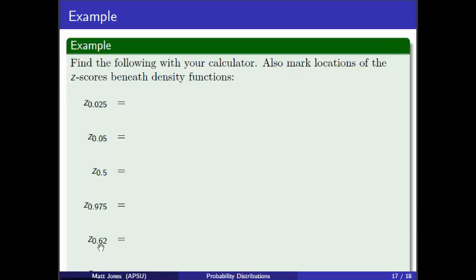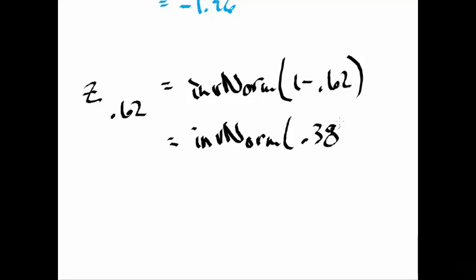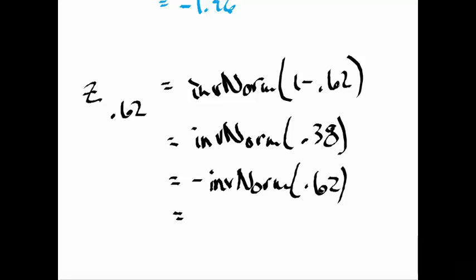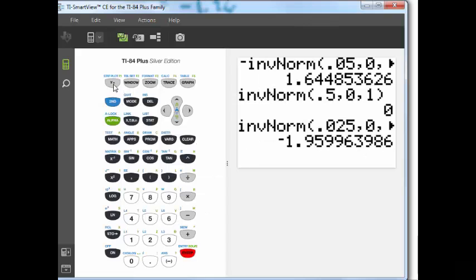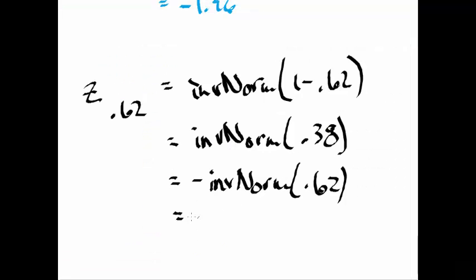And finally, z sub 0.62. Let's just do that with our calculator. Z sub 0.62. That's INV norm of 1 minus 0.62, or 0.38. That's INV norm 0.38. Or if you want, you could do negative INV norm 0.62. And what do we get there? Let's see. INV norm 0.38, negative 0.3055 approximately.